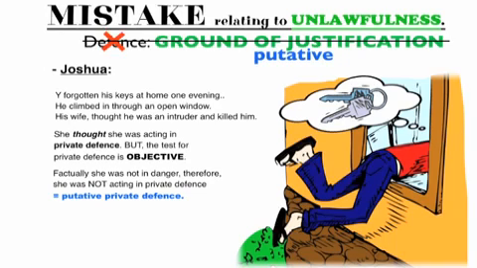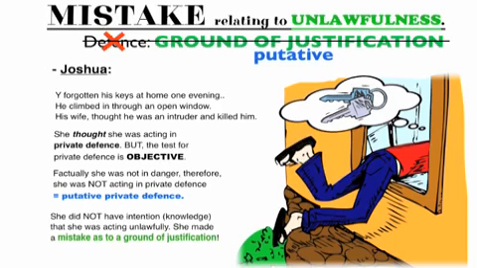This is a form of putative private defense, and this is not a valid ground of justification. However, she did not have intention, in other words knowledge, that she was acting unlawfully, and therefore she made a mistake as to a ground of justification.